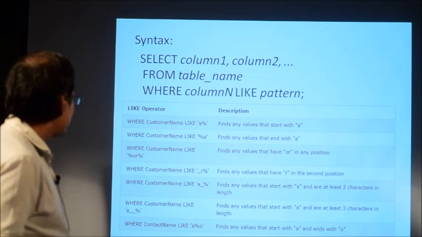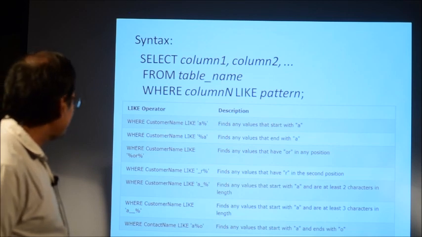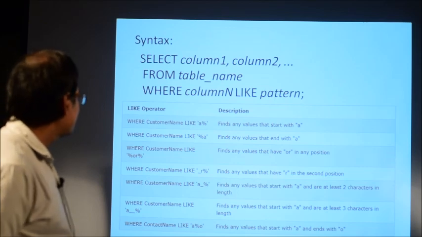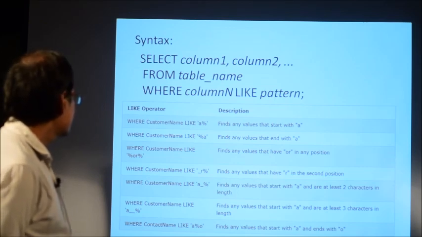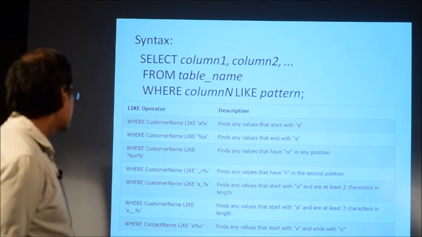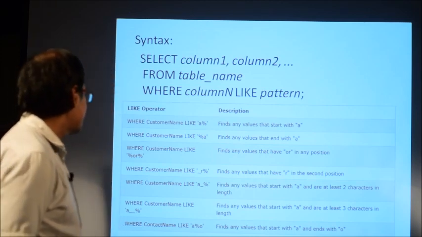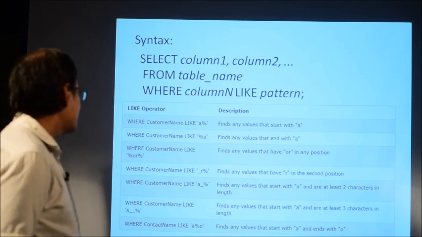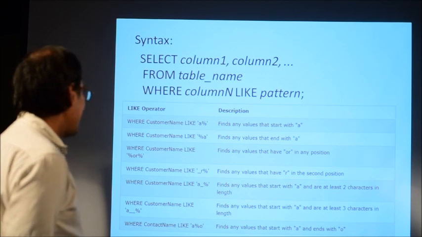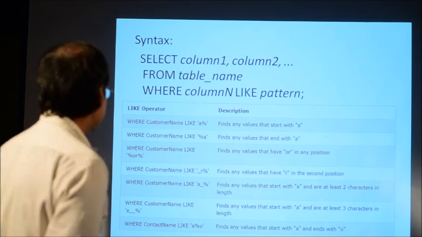Suppose you write WHERE name LIKE '%or%'. What does it mean? Find any values that have 'or' in any position. Now I will give another example. Look at this: WHERE customer name LIKE '_r%'. Find any values that have r in the second position. The first underscore is one position, then after that in the second position r is there. So the second position r will be matched.